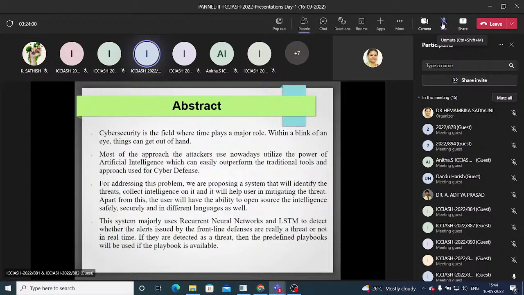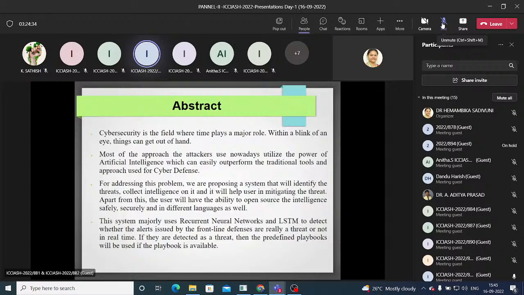For that, this study is done with the help of recurrent neural networks and LSTM, that is, long short-term memory algorithms, to detect whether the alerts or attacks happening in real time are true attacks or not. Because in finding out whether an attack is true or false, we lose a lot of our precious time. For that purpose, this research is taking place.